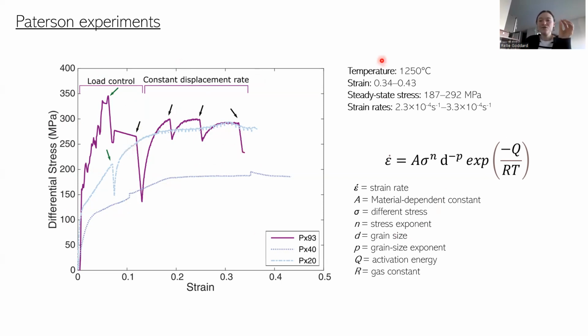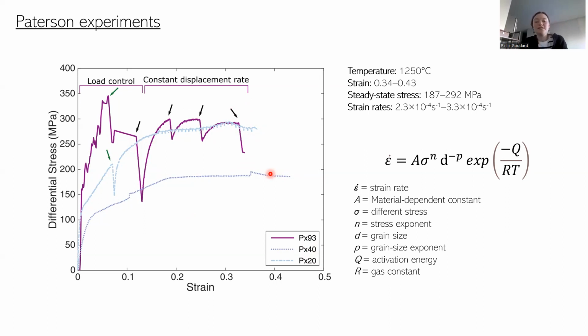And you can see we've got three different compositions: a 93% orthopyroxene, a 40% and a 20% orthopyroxene. In the cases of the two end members, where you've got either dominantly olivine or dominantly orthopyroxene, they're roughly the same differential stress. But when we have this mixture of the two, you'll see that it massively drops to a lower stress at the intermediate compositions.